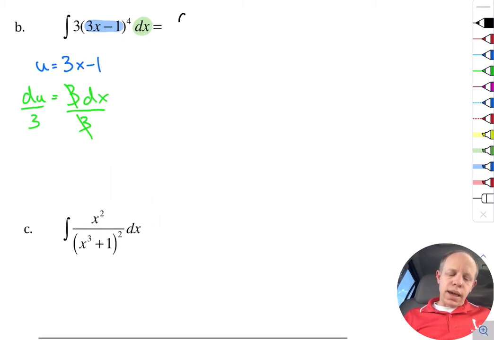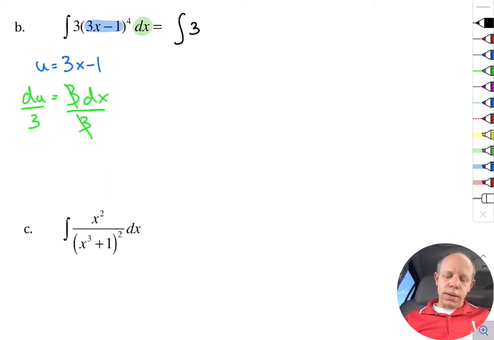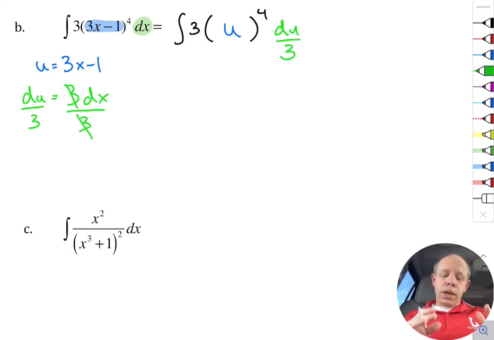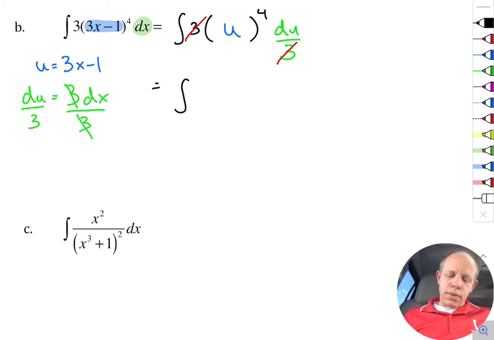Okay, so we have the antiderivative. We still have the 3. We still have something to the 4th power. Now, the 3x minus 1 is going to get replaced with u. And then dx is going to get replaced with du over 3. Now, before we go ahead and take the antiderivative, we need to simplify. And what you're going to see here is that these 3's are going to cancel. All right, and so we're going to be left with the antiderivative of u to the 4th du.